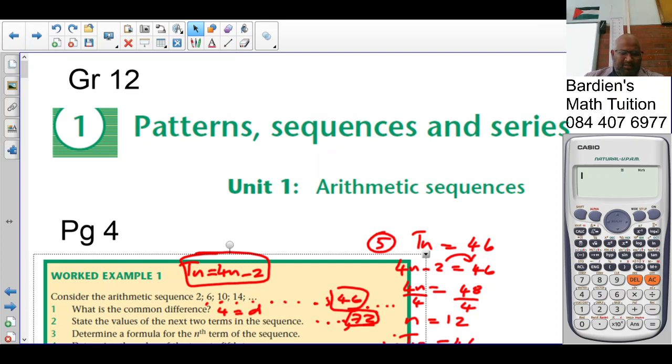The homework was exercise 9 on page 23, numbers 5, 6 and 7. Okay, any problems there? Number 6.